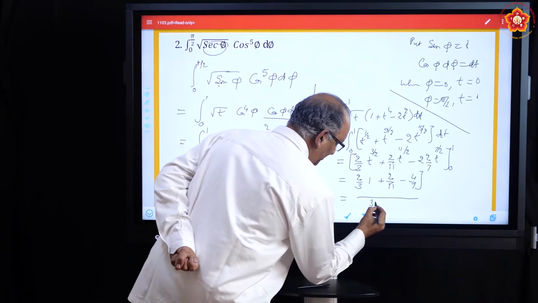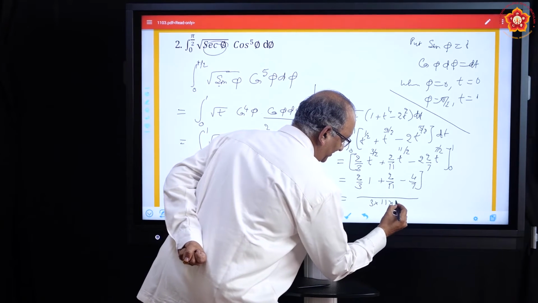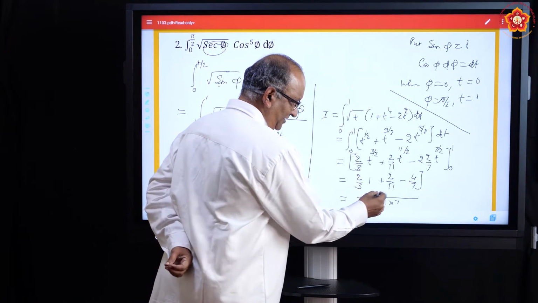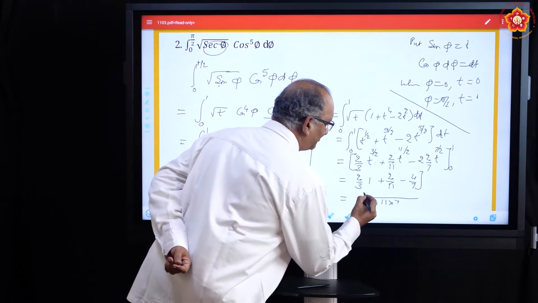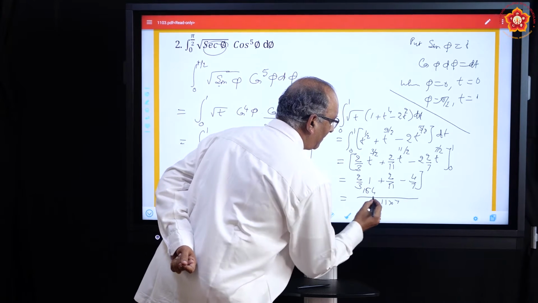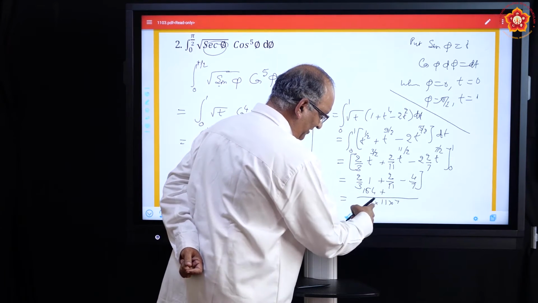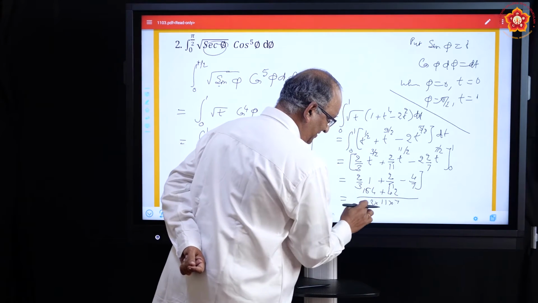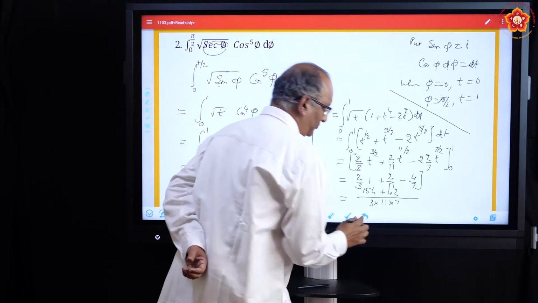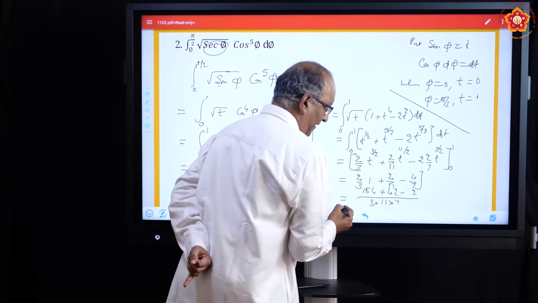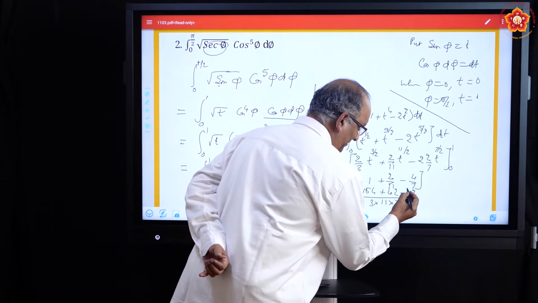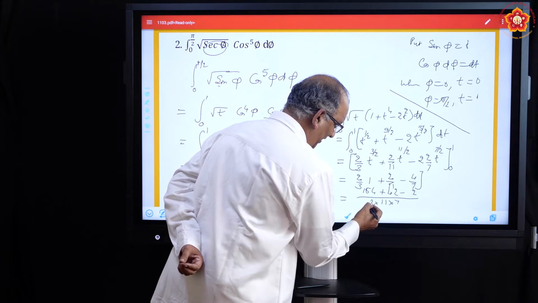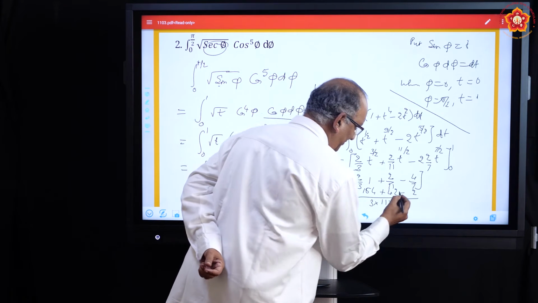So we have 3 into 11 into 7. Divide with 3, 11 7s are 77, 77 into 2, 154. Plus, divide with 11, 7 3s are 21, 21 2s are 42. Divide with 7, we will get 33, 33 into 4, 3 4s are 12, 12 plus 1. Divide with 7, 11 3s are 33, 4 3s are 12, 12 2s are 24, 132.